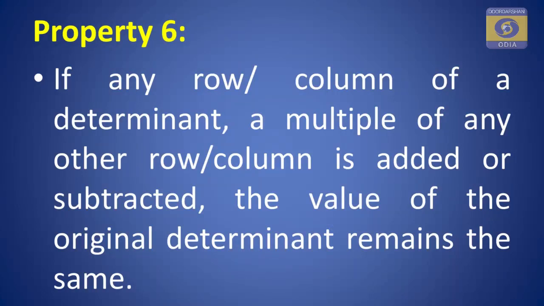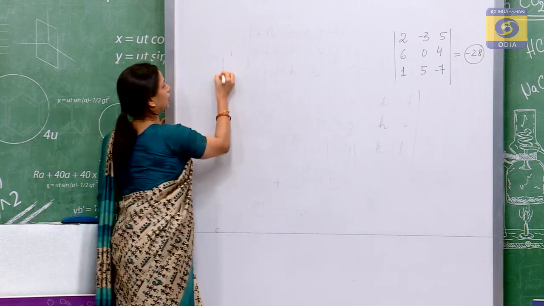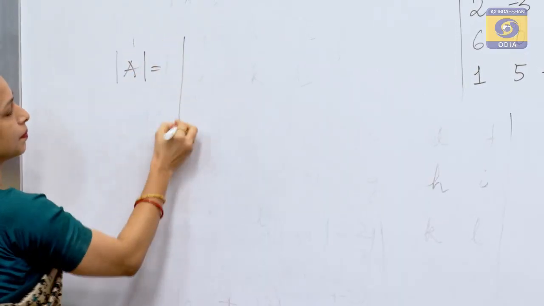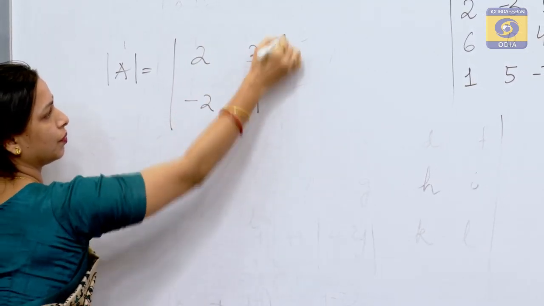Now, the last property says that if to any row or column of a determinant, a multiple of any other row or column is added or subtracted, then the value of the original determinant remains the same. Now, what does it mean? Let me show you an example. Let me take the example of an order 2 determinant: 2, 3, minus 2, 4.